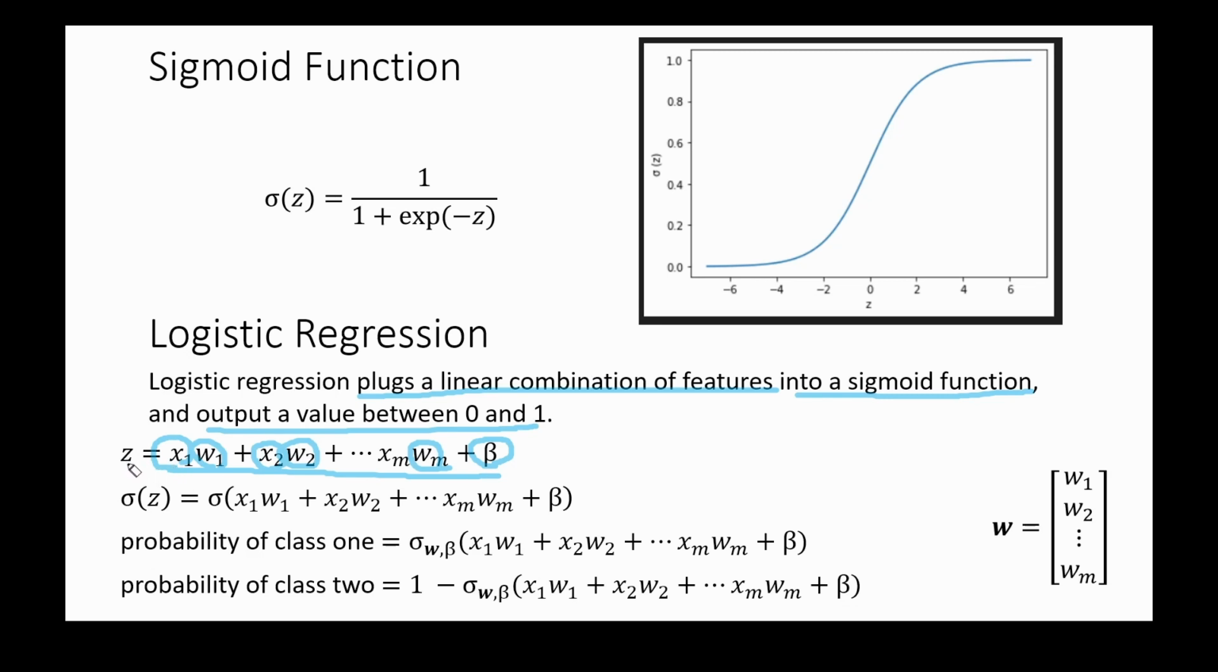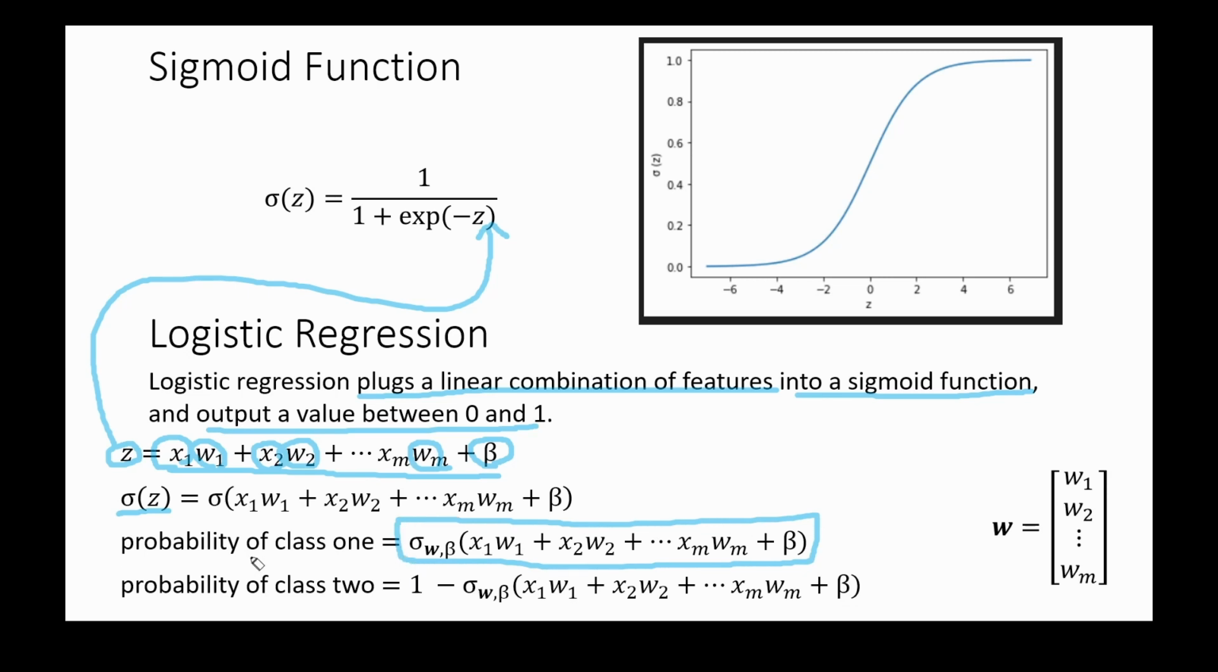Once we calculate this, we will plug this calculation z back into the sigmoid function. And then the sigmoid function will take any numerical value and output a value between 0 and 1. Because the output of the sigmoid function is always between 0 and 1, we can think of it as a probability. So we can think of the output of the sigmoid function as equal to the probability of the sample being classified into class number 1. And because the output can only be one of the two classes, the probability of class 2 is simply 1 minus the sigmoid function output. Notice that the output of the sigmoid function really depends on all the weights and the intercept beta.